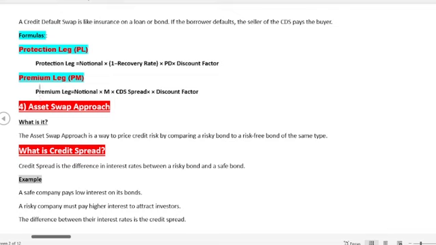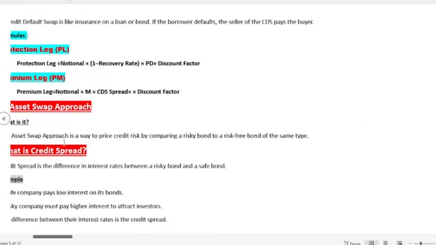Here, just see the formula: the protection leg equals notional multiplied by one minus recovery rate, multiplied by PD and the discount factor. This is the formula for the protection leg. Secondly, the premium leg equals notional multiplied by M, multiplied by the CDS spread and the discount factor. Okay.